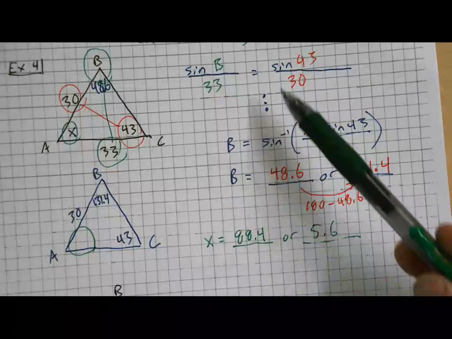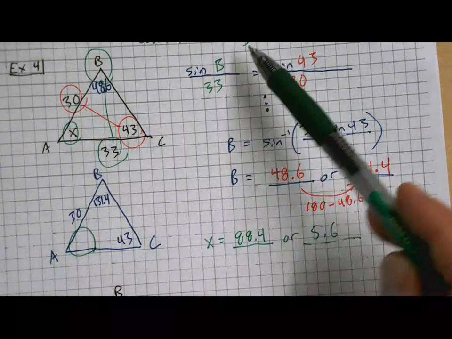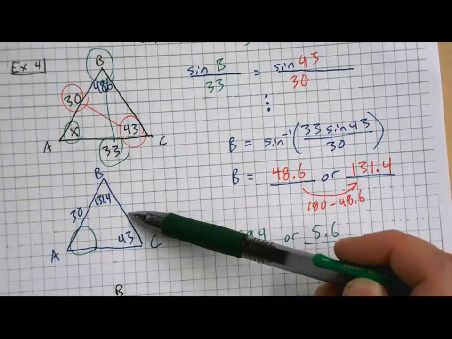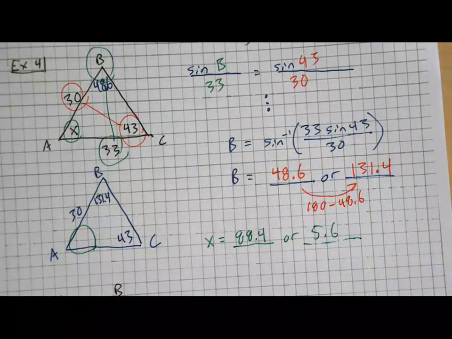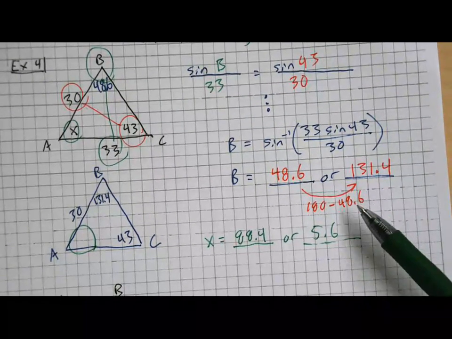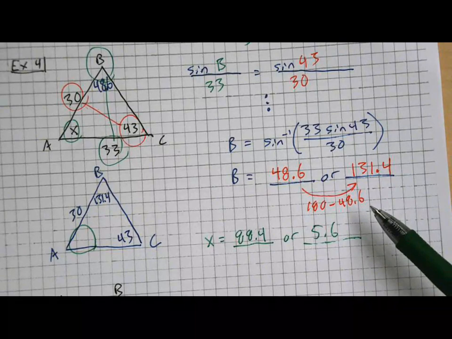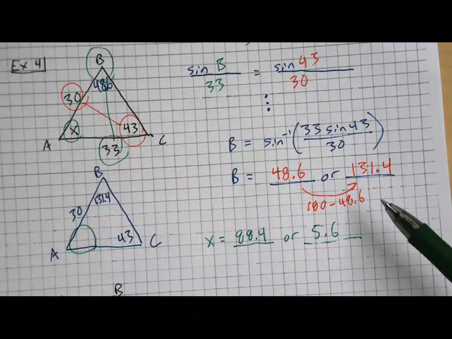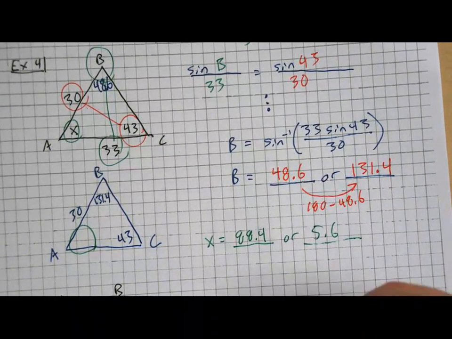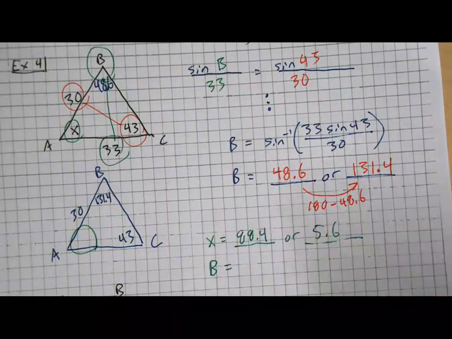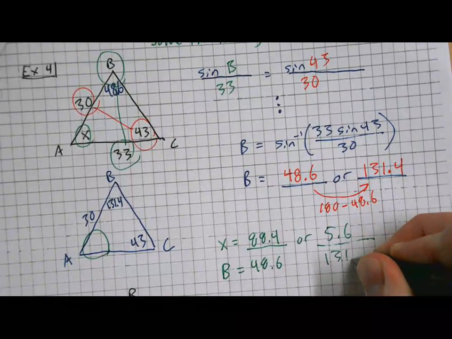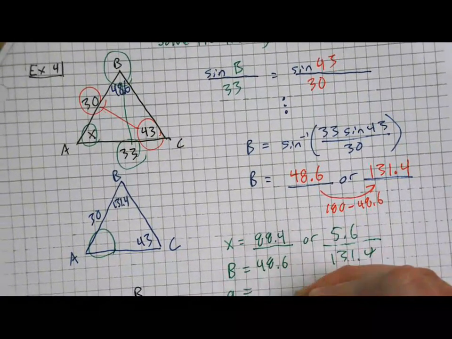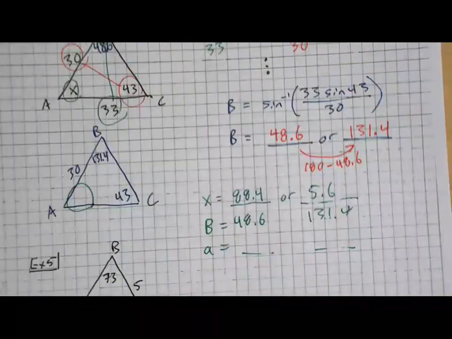So if it had said solve the triangle, we would need to go back and find this version of A and this version of A. We'd have to use law of sines to do both of them. Which means at the end of the day, we'd end up using law of sines three times to do this one problem, and we would end up with two sets of missing values. So we would have x equals this, b equals 48.6 and 131.4, and then we would also have a equals this or this. And then we would be done with that problem.